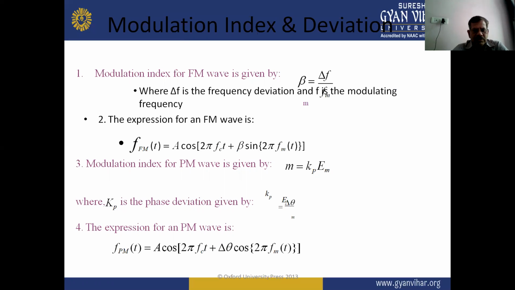and the modulation index for a phase modulation PM wave is given by m equal to kp em, where kp is the phase deviation. The expression for a PM wave is A cos 2 pi fct plus theta cos 2 pi fm t.